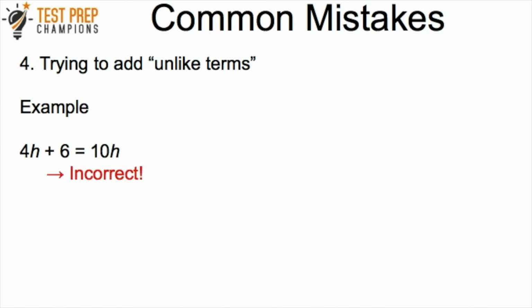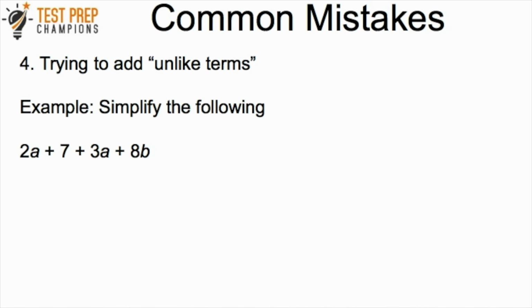Some people would think 4h plus 6 equals 10h. And if that's what you were thinking here, don't feel bad, but I just want you to know so you maximize your score in the future, that actually would not be correct. Now, if the question was 4h plus 6h, then the answer yes would be 10h. But if you just have 4h plus 6, you can't add that because 4h and 6 are not like terms.